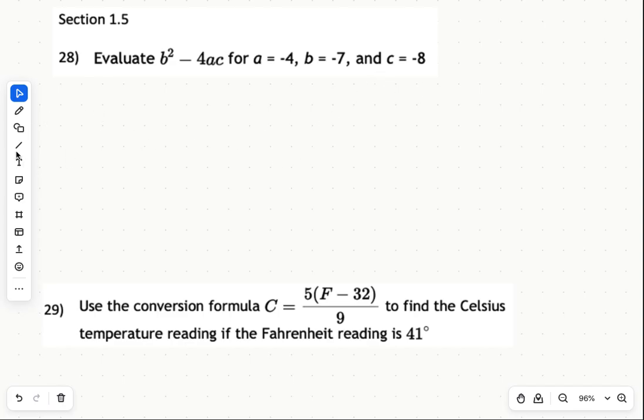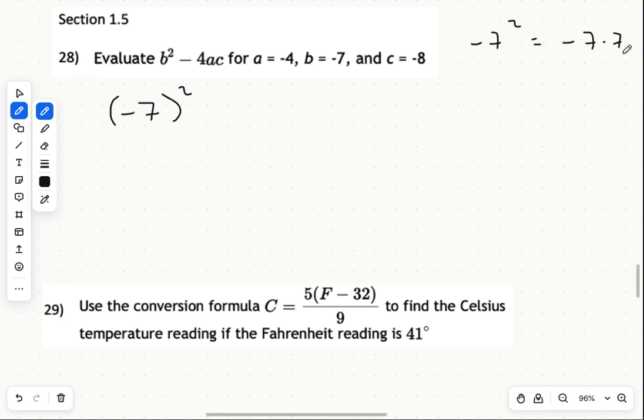So let's rewrite this. B is negative 7, so we're going to want to be careful to put that negative 7 in parentheses, because we're saying negative 7 times negative 7. Careful not to write, if you write negative 7 squared, that's the negative of 7 times 7. That one would be negative 49. This one is negative 7 times negative 7, so it's going to be positive 49. So this is not what that means.